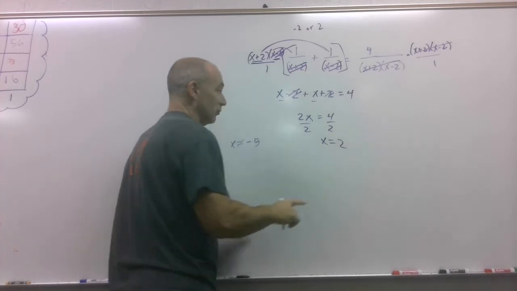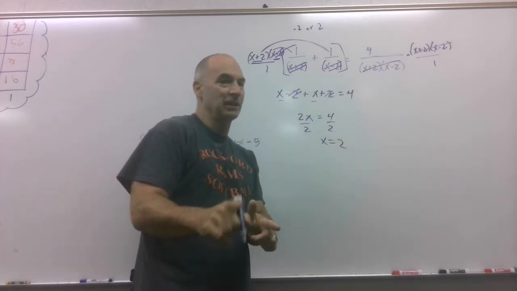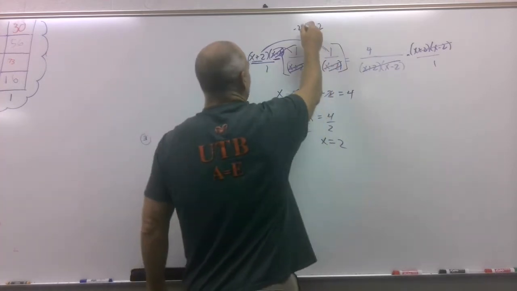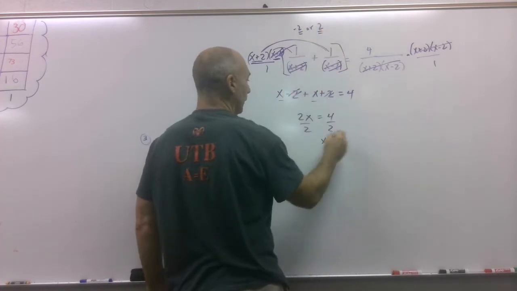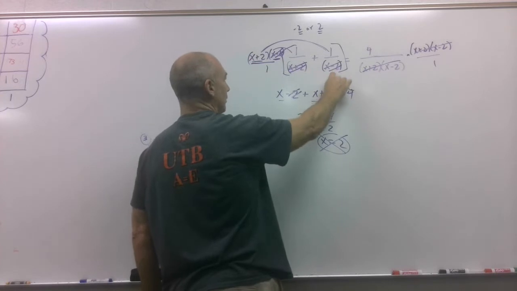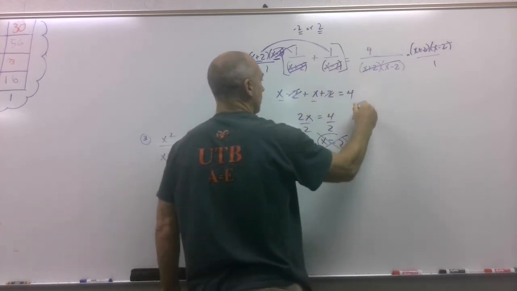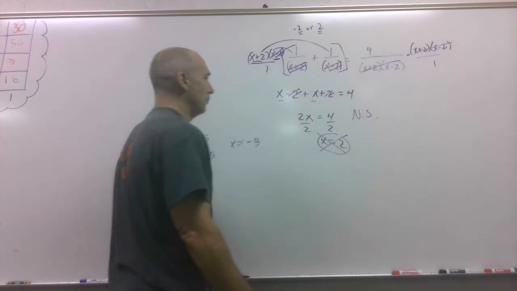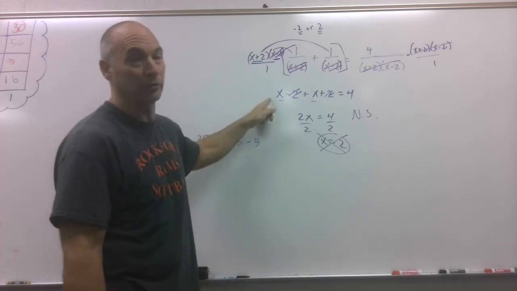But wait, if I just move on to the next problem and I'm not thinking, remember x can't be -2 or 2? We got x is equal to 2. It can't be, because that would cause this to be 0. Can't have that in math. So this is a no solution problem. So look out for those.